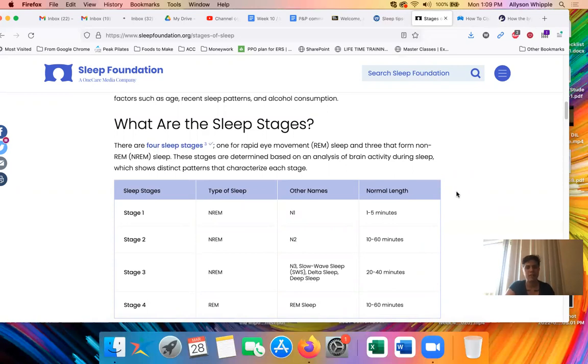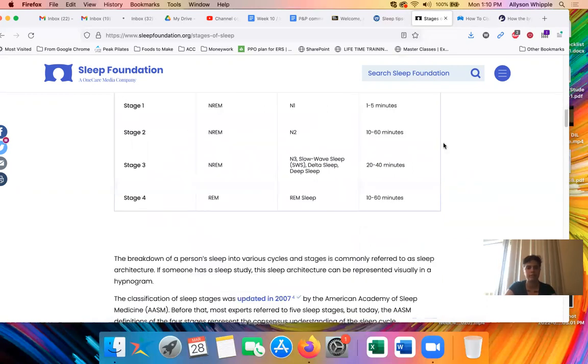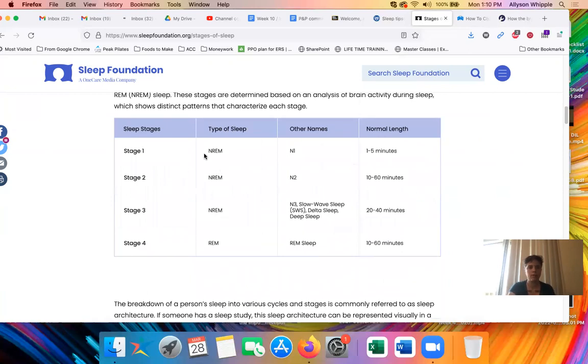There are 4 sleep stages, 1 for rapid eye movement, REM sleep, and 3 that form non-REM or NREM sleep. These stages are determined based on an analysis of brain activity during sleep, which shows distinct patterns that characterize each stage. So stage 1, NREM, other name N1, this is 1 to 5 minutes.